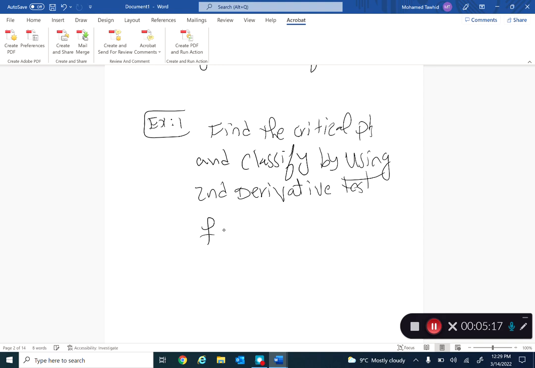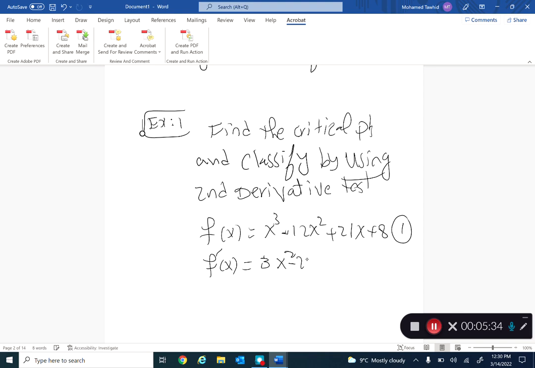What is the example? f of x equals x cubed minus 12x squared plus 21x plus 8. Let me call this equation 1. What is my first derivative? The first derivative is 3x squared minus 24x plus 21. That is just the normal derivative, and that is equation 2.